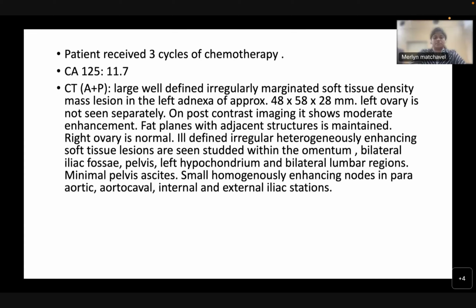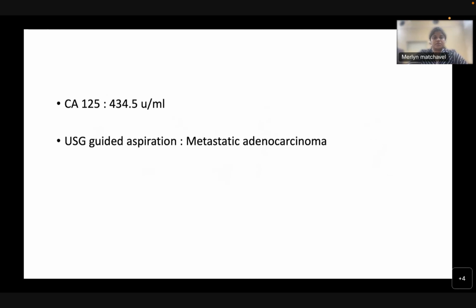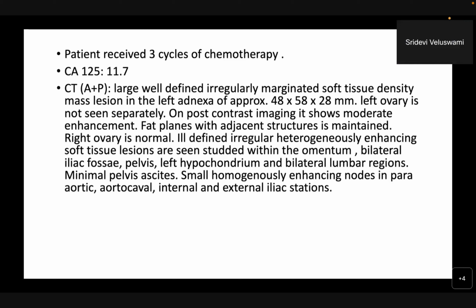So the patient was then given 3 cycles of chemotherapy. After chemotherapy, CA-125 levels had dropped down to 11.7. What chemotherapy, doctor? 3 cycles of IV paclitaxel at 3 weekly intervals, and carboplatin. Do you know the dose? Yes, ma'am. Paclitaxel 175 milligram per meter square and carboplatin AUC 5. Okay, so this was given for 3 cycles.